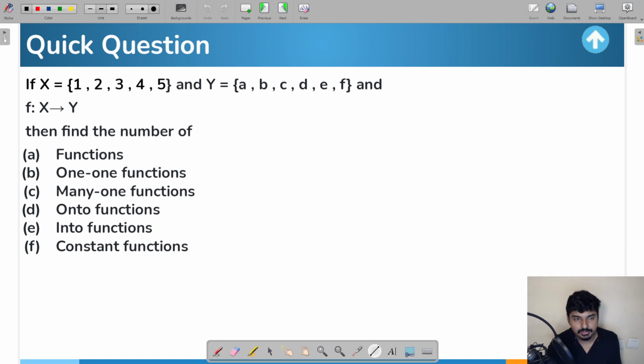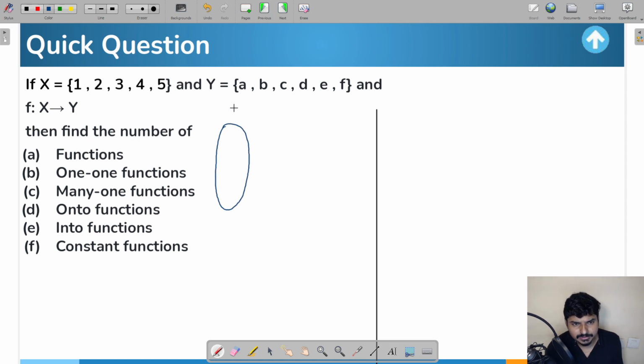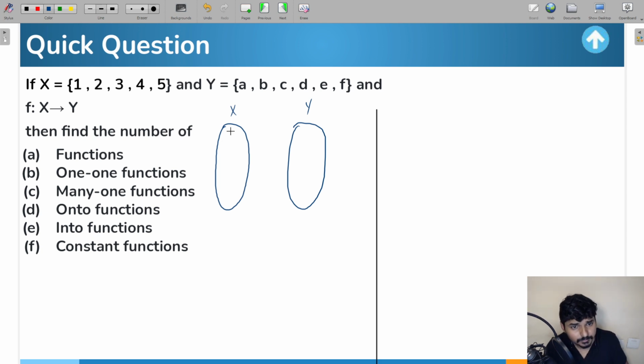So in this question, it is clearly given that the set X and set Y are given for you. So let me take two Venn diagrams for you in this way. So this is going to be the Venn diagram representing the set X. Another Venn diagram representing the set Y. Now in set X, the elements are 1, 2, 3, 4, and 5. In set Y, the elements are A, B, C, D, E, and F.